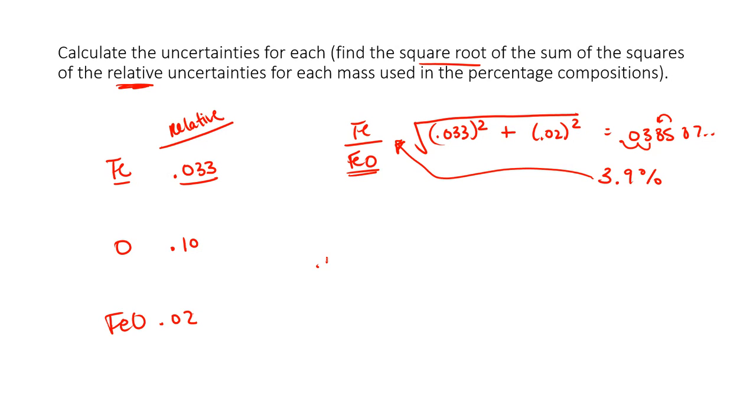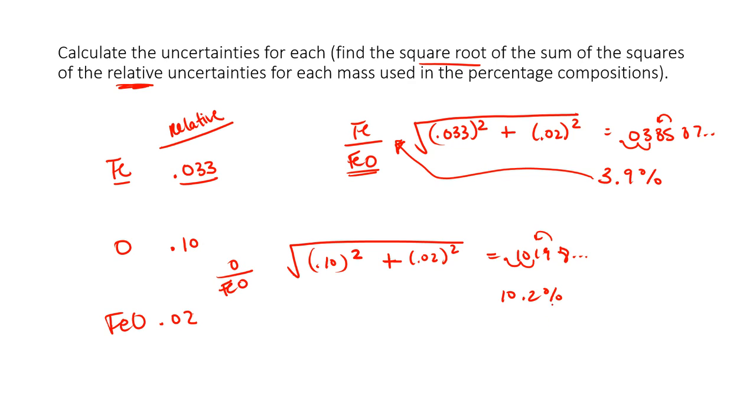For oxygen, we're going to do the same thing. We're going to take our 0.10 relative uncertainty for our oxygen. We're going to square it. I'm going to add to that my relative uncertainty of the iron oxide, square that, square root. And again, we square and square root because we're dividing. So when we add and subtract, we simply add the uncertainties. When we are dividing, we find the square root of the sum of the squares of all the relative uncertainties. So on my calculator, 0.10 squared plus 0.02 squared, find the square root of that, and it's a much bigger number, 0.10198, lots of digits, times 100, round to one decimal place, it's going to be a 10.2% uncertainty.